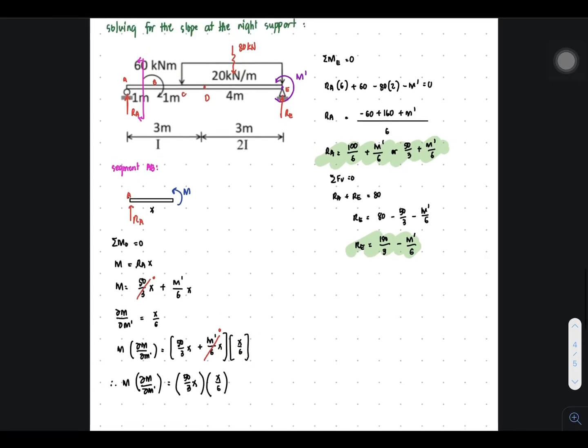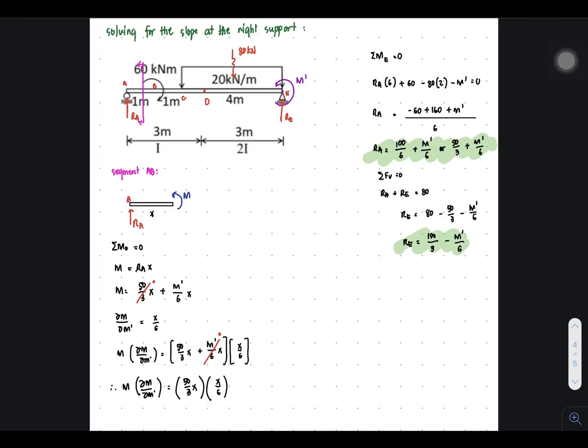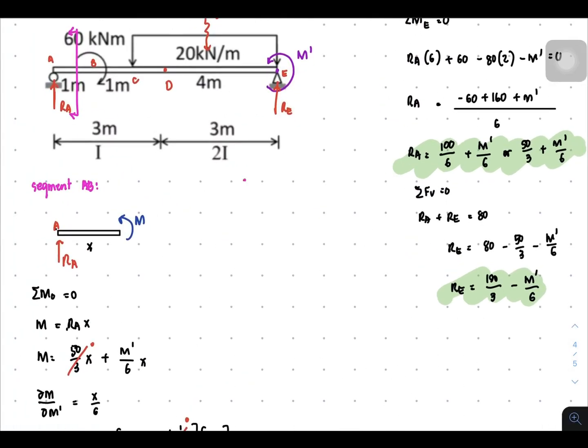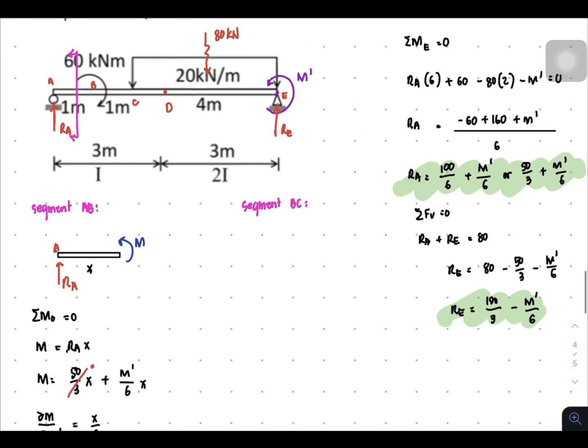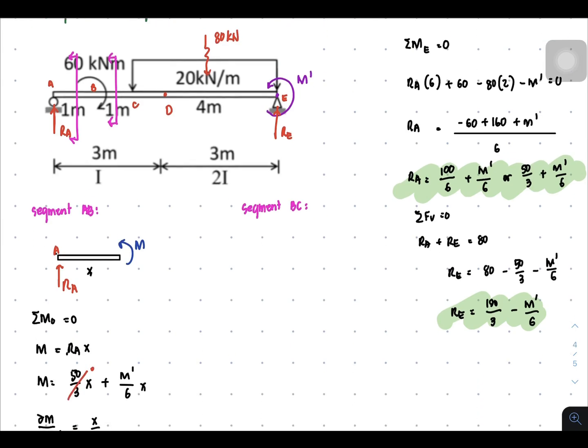So can I just arrange this? So let us proceed to the next segment. Our next segment is for segment BC. And by that, we will be cutting through BC and consider the left section, since it's quite convenient to consider that. So let us draw the beam or the section for that segment, and let's label it.